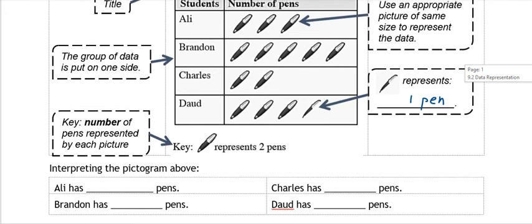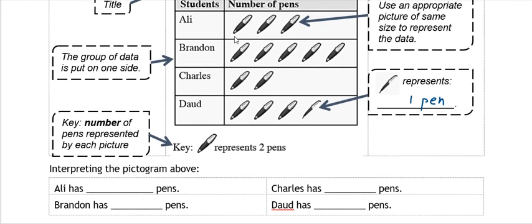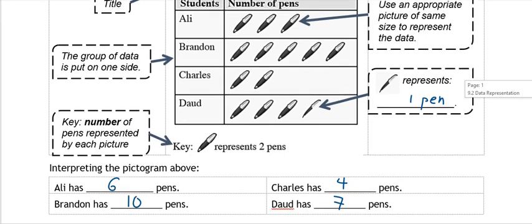So now let's answer how to interpret the pictogram that you have here. Ali here, you have 3 complete pictures. So you will say Ali has 6 pens. Okay, and then you see Brandon here, he has 2, 4, 6, 8, and 10. So Brandon has 10 pens. Charles has 2 complete pictures, so 2 times 2 is 4. And Daud has 3 and a half pictures or symbols. So this is 2, 4, 6 plus 1. So it is 7 pens. Okay, so that's for this kind of example.